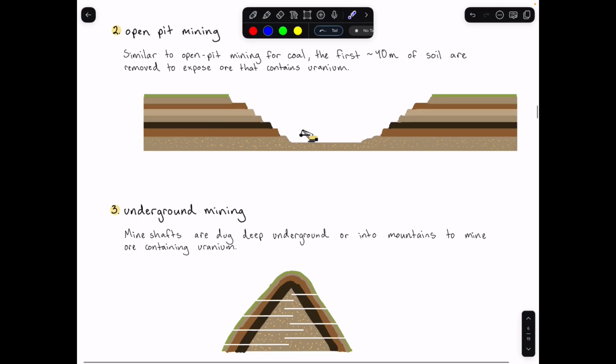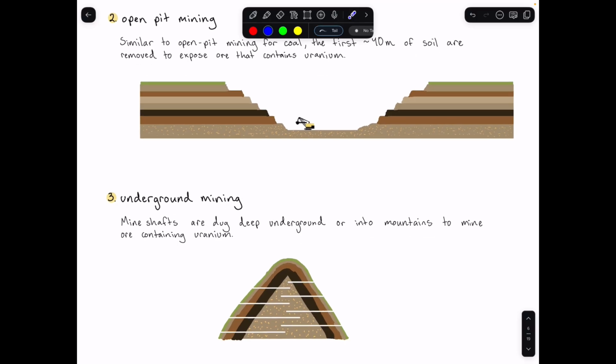And then the third method is underground mining. Underground mining is simply the process of digging mine shafts that go deep underground or into mountains, so that ore that contains uranium can be mined. And similar to open pit mining, trucks are then used to transport that ore and those rocks to a processing facility where the uranium is then extracted.